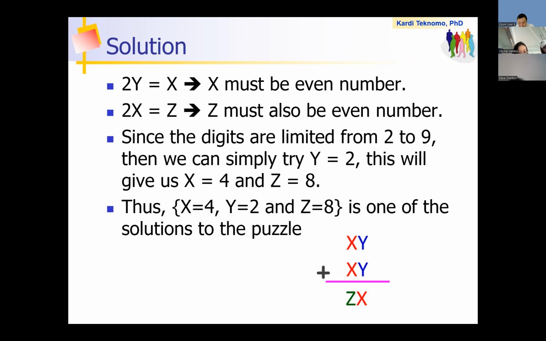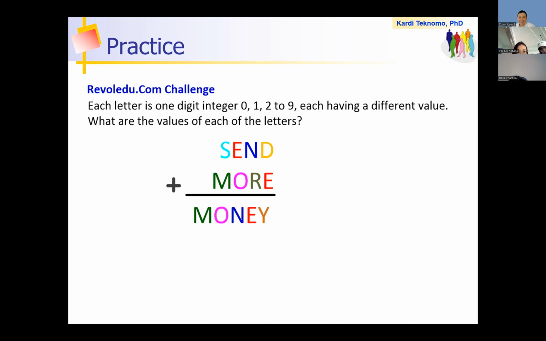So, okay, can you do this? Okay, let's try again. Each letter is 1 digit, an integer 0, 1, 2, 3 until 9, and each has a different value. Send more money. So what are the values of each letter? So this is called CSP, constraint satisfaction problem.